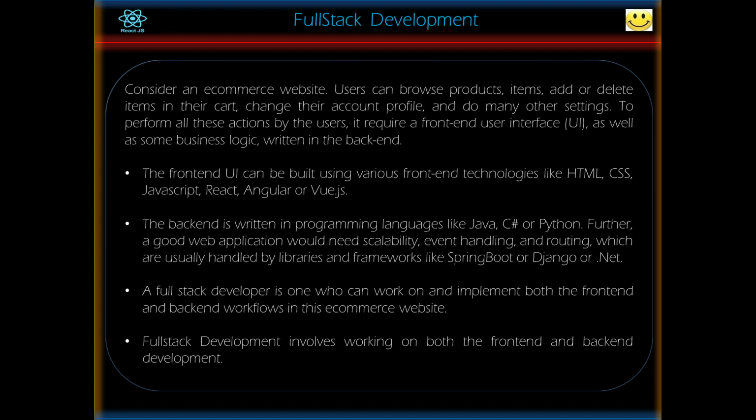The front-end UI can be built using various front-end technologies like HTML, CSS, JavaScript, React, Angular, or Vue.js. The backend is written in programming languages like Java, C# or Python. Further, a good web application would need scalability, event handling, and routing, which are usually handled by libraries and frameworks like Spring Boot, Django, or .NET Framework.